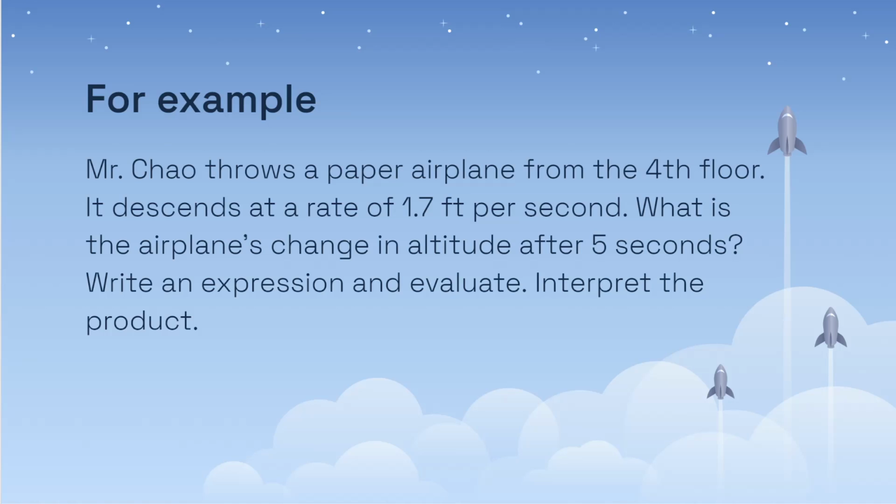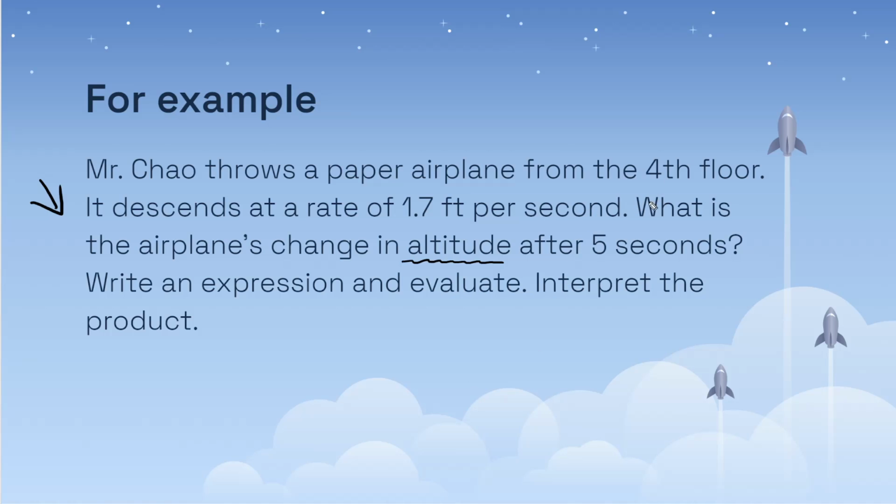Mr. Chow loves to throw paper airplanes from the 4th floor. It descends at a rate of 1.7 feet per second. Descend means to go down. So it falls at a rate of 1.7 feet per second. What is the airplane's change in altitude? Altitude is how far above sea level, basically. How far above sea level we are after 5 seconds.